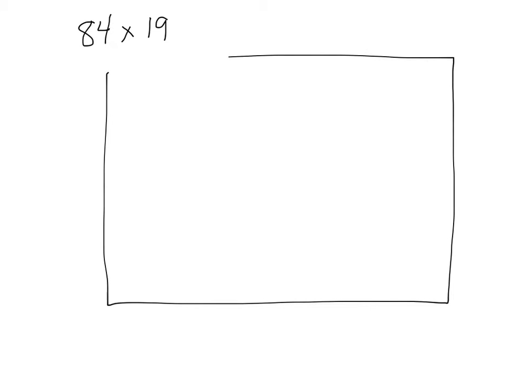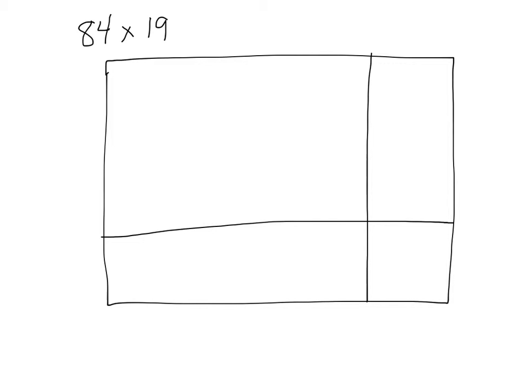So let's do one more of these together. We have 84 times 19. So again, we're going to draw a big rectangle, and then we're going to split that rectangle so we have 4 smaller rectangles. And once again, the 84 and the 19, it doesn't matter what side they go on. I'm going to do the 84, and the 19 is the same thing as 10 and 9.